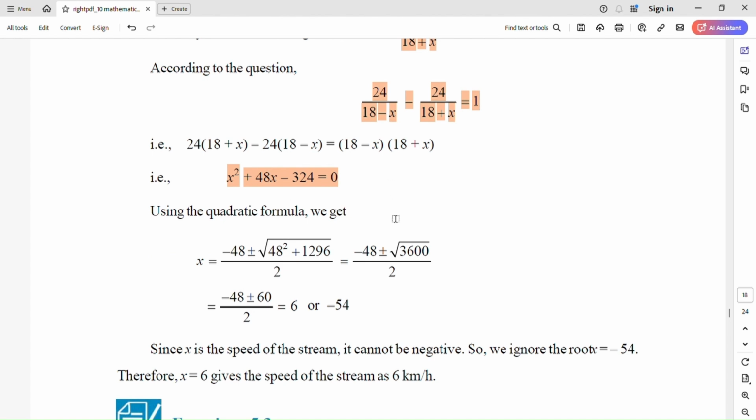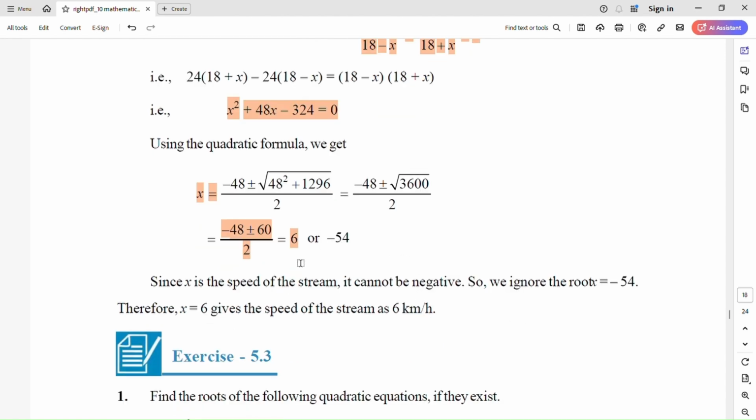Substitute the a, b, c values into the quadratic formula. What you will get is x equal to minus 48 plus or minus 60, divided by 2, which is equal to 6 or minus 54. Speed cannot be negative, right? So x is 6. So the speed of the stream is 6 kilometers per hour.